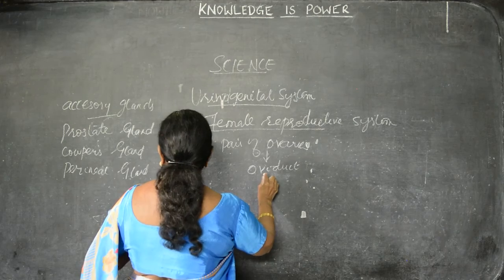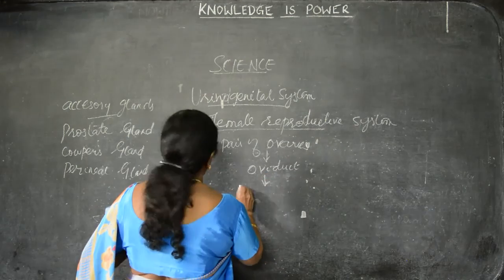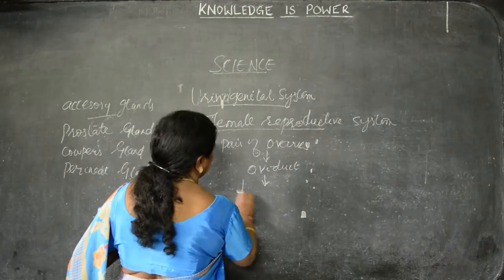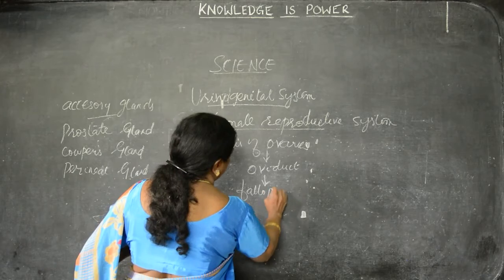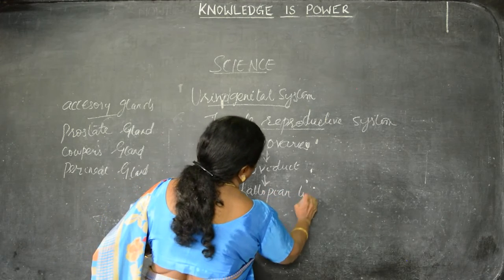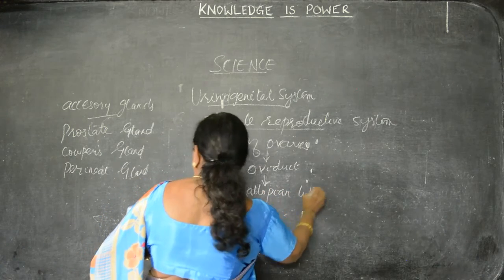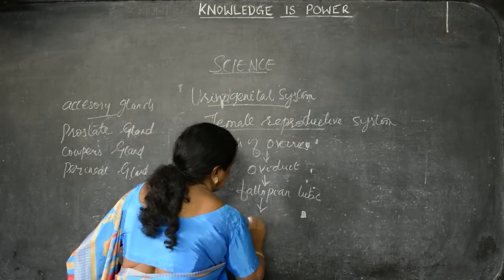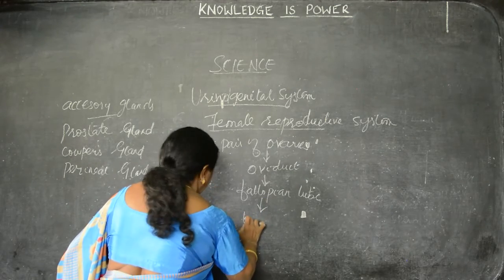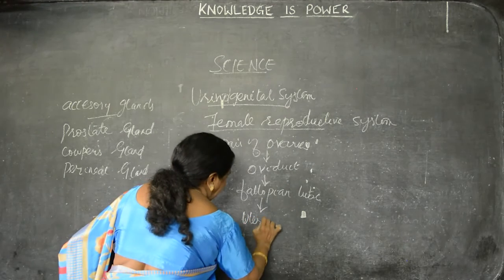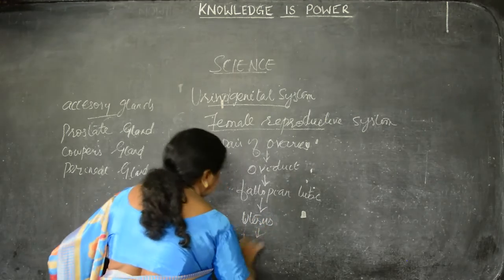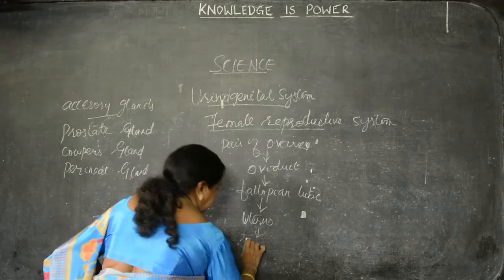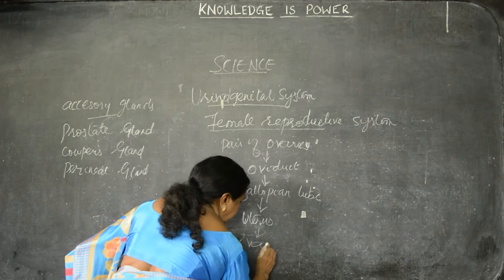The oviduct opens into a funnel-shaped body. The funnel-shaped body is known as the fallopian tube. The fallopian tube enters into the uterus. These are the parts present in the female reproductive system. Then it enters the vagina.